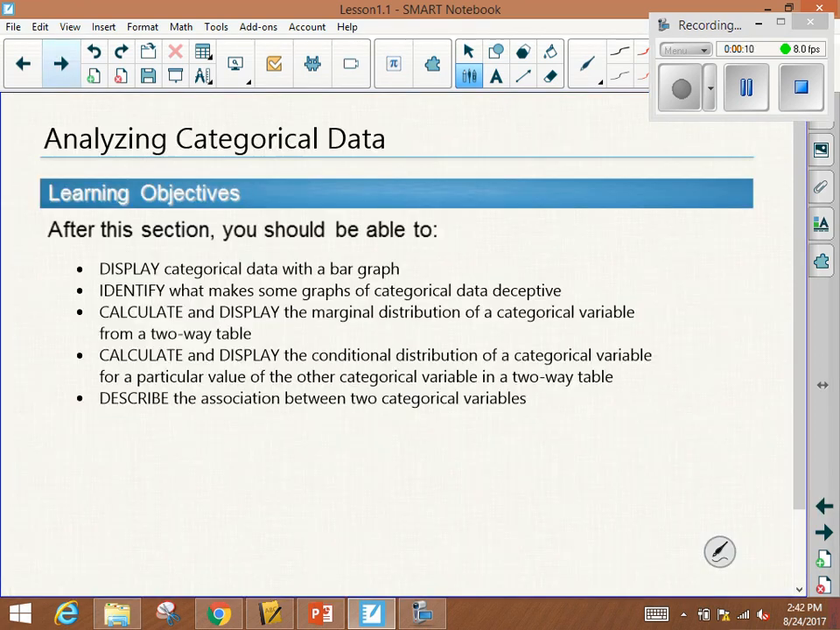Let's do it. Hey, we're going to learn how to display categorical data. We're going to identify what it takes. We're going to identify what makes some graphs of categorical data deceptive. And of course, you can read the rest because you're really good at reading.